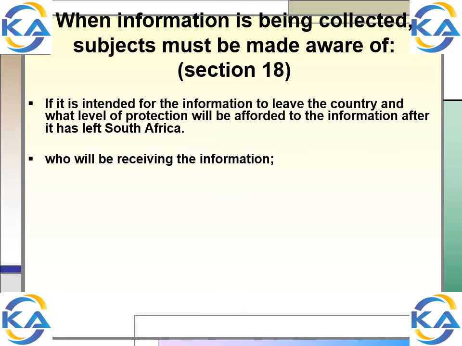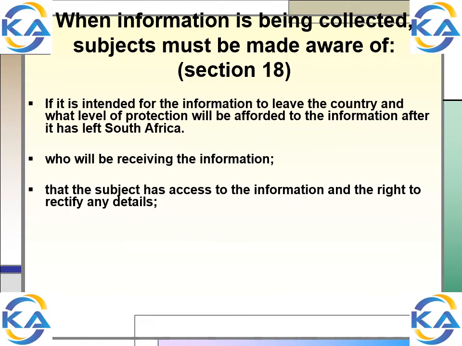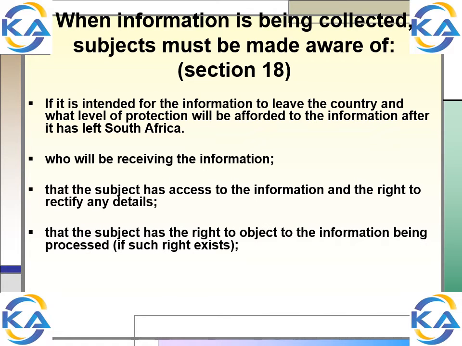Who will be receiving the information? So it's important to notify that it's going to be HR or head office, or whatever the case might be, that the subject has access to the information and the right to rectify any details. So again, making sure that any detail on a data subject is correct and it's quality information. That the subject has the right to object to information being processed if such rights exist. At the end of the day, again, I'm referring to your privacy and security policy. In that policy document, it will state when and when not information would be processed in the event of a data subject.